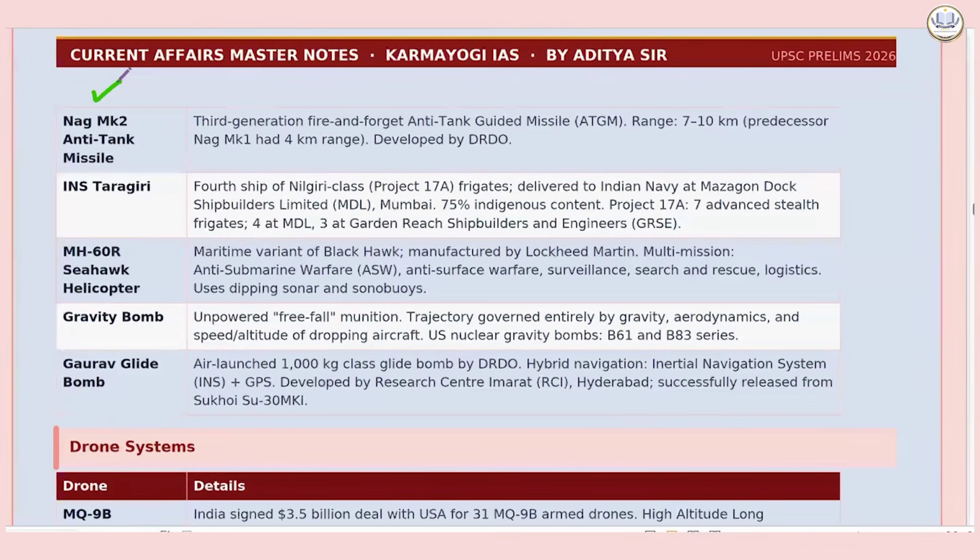We have gravity bomb, an unpowered free-fall munition, with trajectory governed entirely by gravity, aerodynamics, and speed and altitude of the dropping aircraft. US nuclear gravity bombs are the B-61 and B-83 series. Then we have Gaurav glide bomb, an air-launched 1000 kg class glide bomb by DRDO. Hybrid navigation, inertial navigation system is used, and we have GPS, developed by Research Centre Imarat, RCI, Hyderabad, successfully released from Sukhoi 30 MKI. Okay. GRSE is in Kolkata.